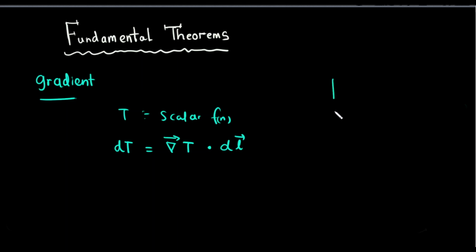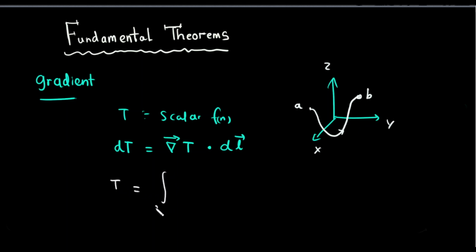So let's draw a diagram here. This is going to be my xyz axis. Now if this T function is going from a to b, that means T will change when it goes from a to b. So you can find the T from a to b; all the differences will be integrated in between a and b.